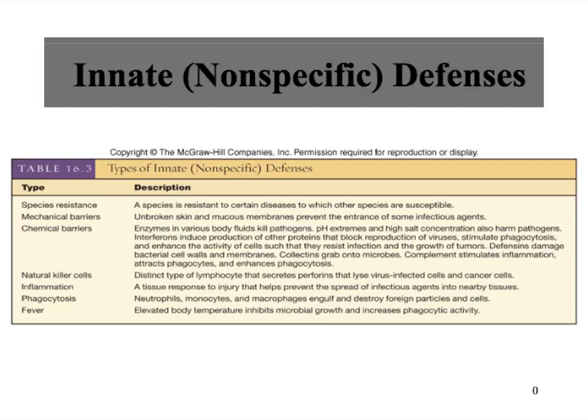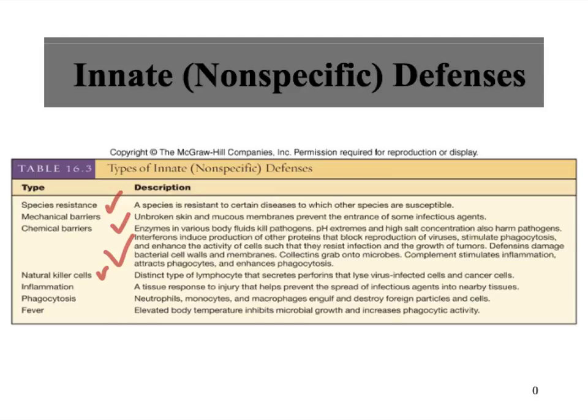There are a number of non-specific or innate defenses that we see with our immune system. If you look at this list, many of them make rather good sense. Species resistance. We're based on our unique genome. We only respond to certain diseases that affect our particular species. Mechanical barriers, like the skin. Chemical barriers, like our stomach acids, like the natural antibiotic in our eyes.